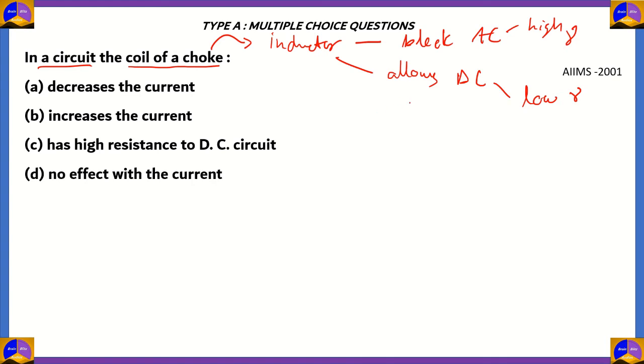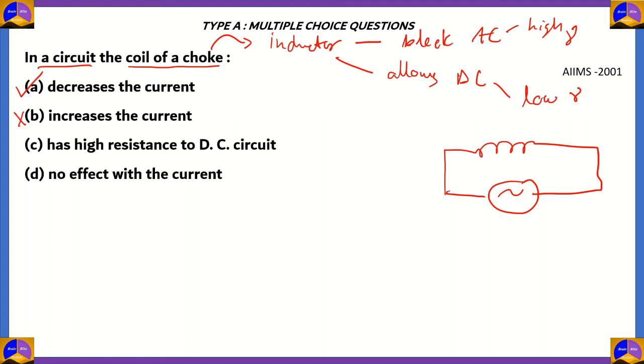So if we have a circuit with a choke coil and its source is AC, alternating current, then the coil of the choke decreases the current. So option A is the right option. Option B, increases the current, is incorrect. It does not have any role in increasing the amount of current.